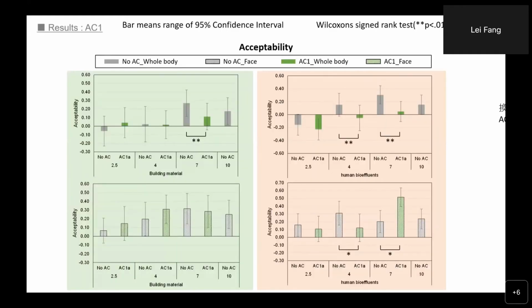So here are some of the results I can show. This shows the results of the acceptability scale for the ionizers, when we use an ionizer as an air cleaner. The figure on the left-hand side shows when the building was polluted by building material, and the figure on the right-hand side shows that the air was polluted by human bioeffluents.